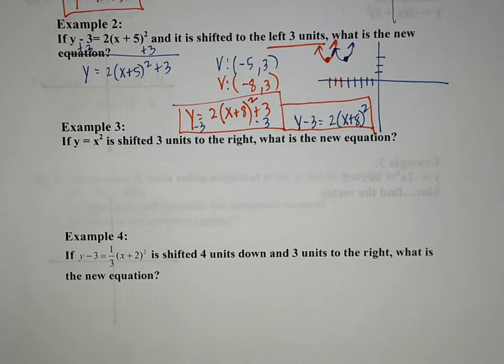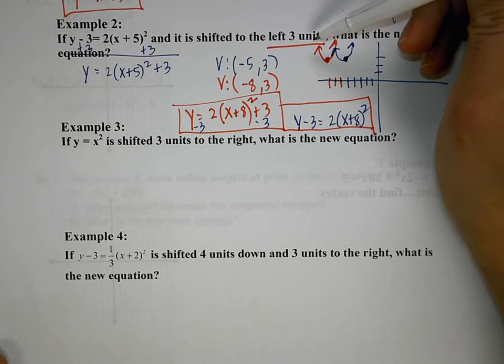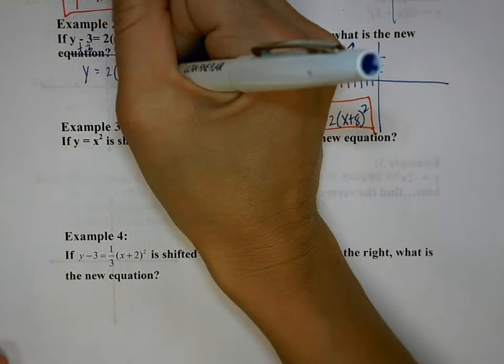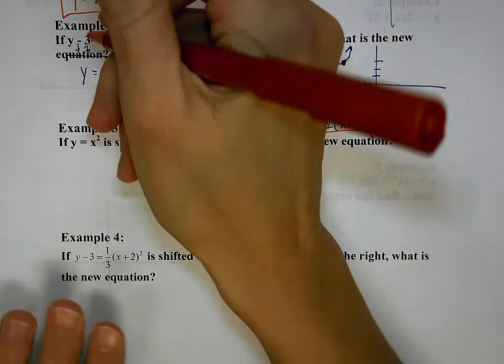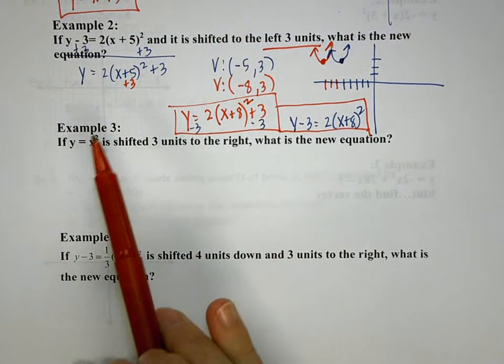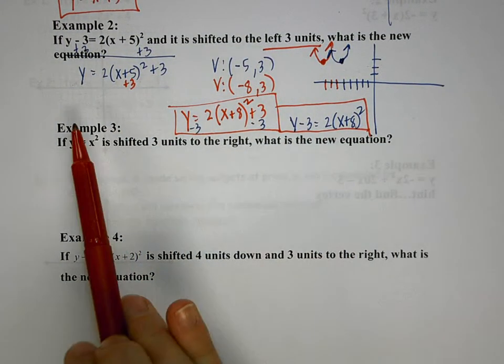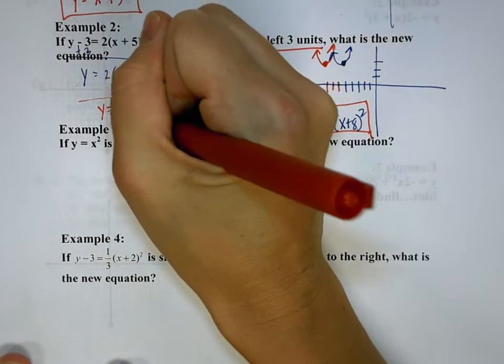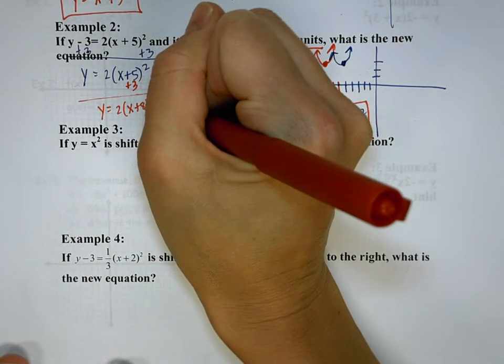Okay, again, if it's shifting left 3 units, that's dealing with your x and y. So you would do the opposite if you're just doing it over here, and you would add 3. Because again, with the x, it's always the opposite of what you think. So left 3 would be add 3. And so again, you would get the same equation: y equals 2 parentheses x plus 8 squared plus 3.